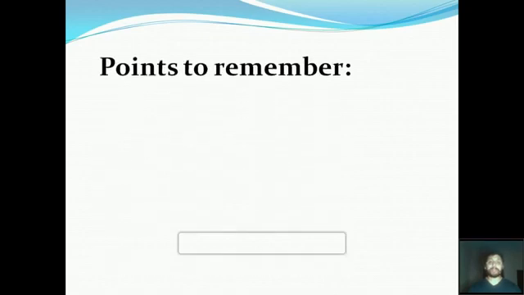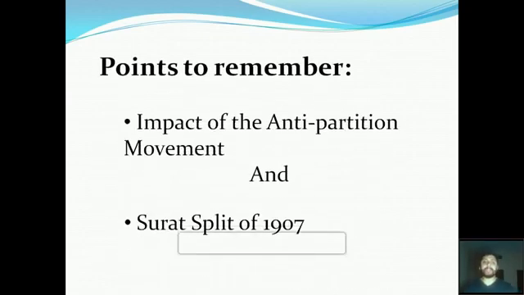Before we move into the main topics, let's recollect some of the points which we have already studied in the last class. In the last class, we were studying about the impact of the anti-partition movement and Surat split of 1907. Under impact of the anti-partition movement, we have studied a number of points, especially the boycott movement and Swadeshi movement. So I hope you have studied those important points very well.